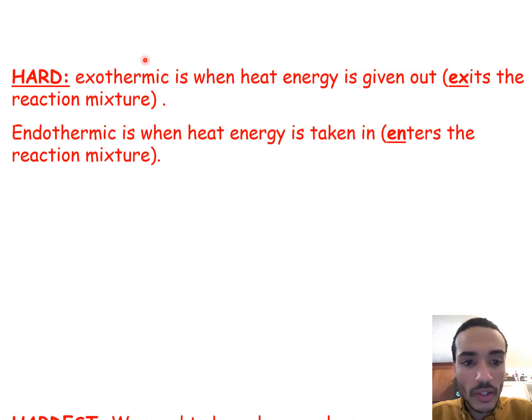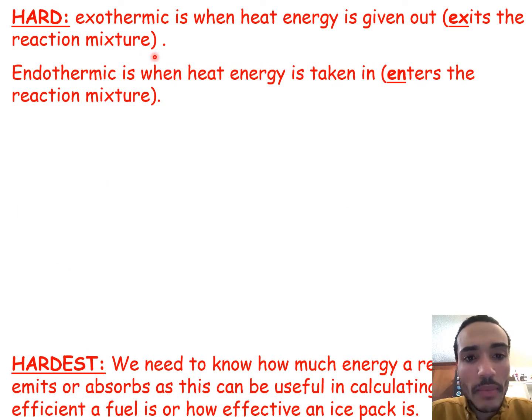Okay, so these are the answers for the first question, hard. Exothermic is when heat energy is given out and it exits the reaction mixture and goes into the surroundings. And the surroundings is actually the reaction mixture and everything around it that's holding the reaction mixture, like the container or the air around it.